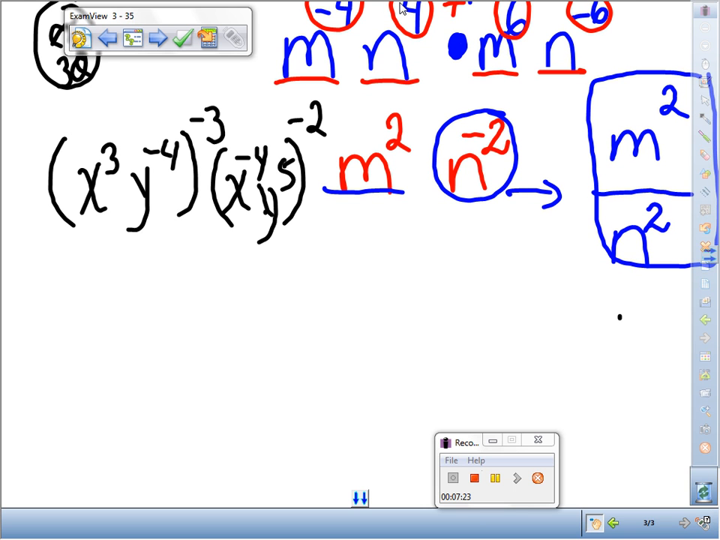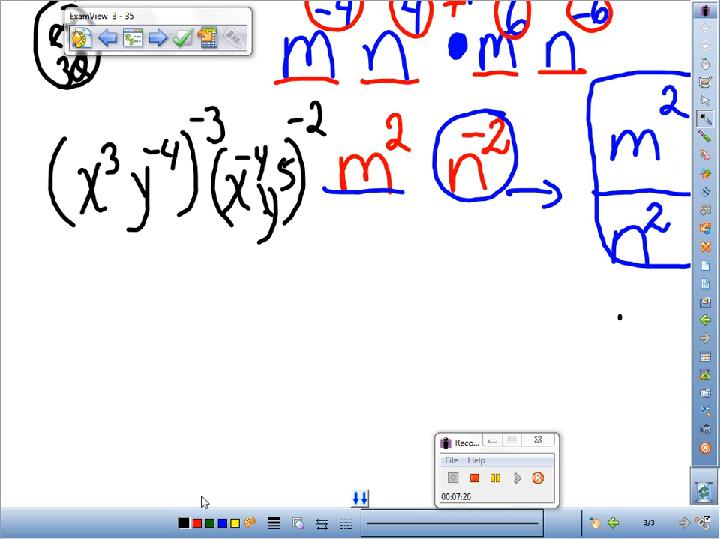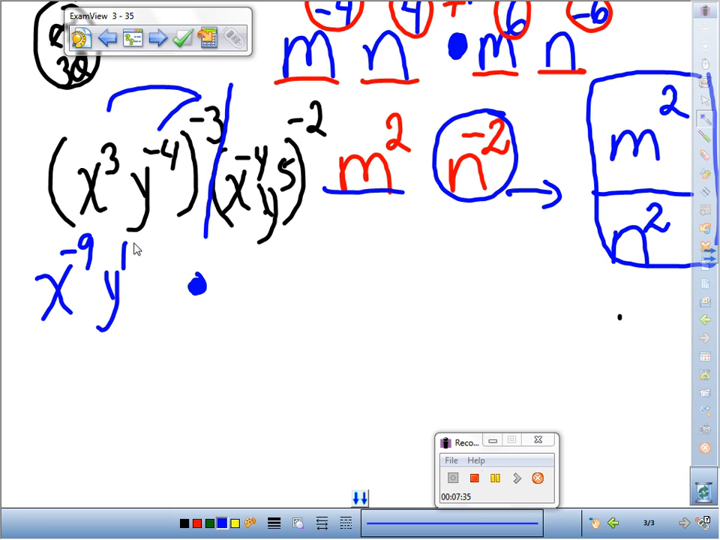Okay, let's see what we got. First thing you did something like this, and then you put a multiplication sign. You distribute the exponent. This is x to the negative 9, y to the positive 12. Hands up if you got that so far. Okay? Next, we distribute these two. That becomes x to the positive 8, y to the negative 10.